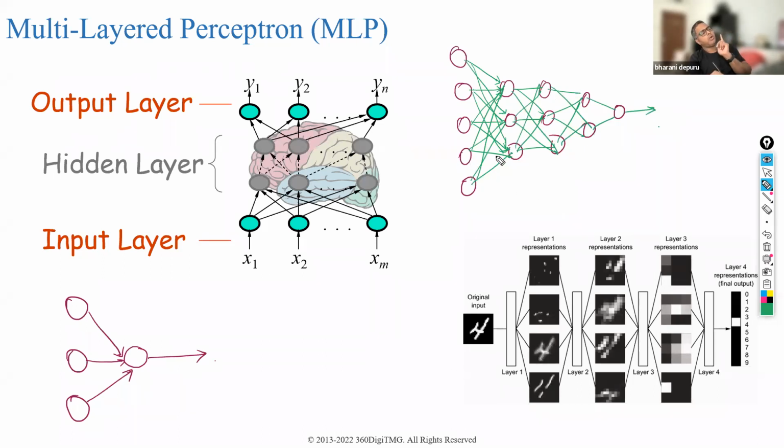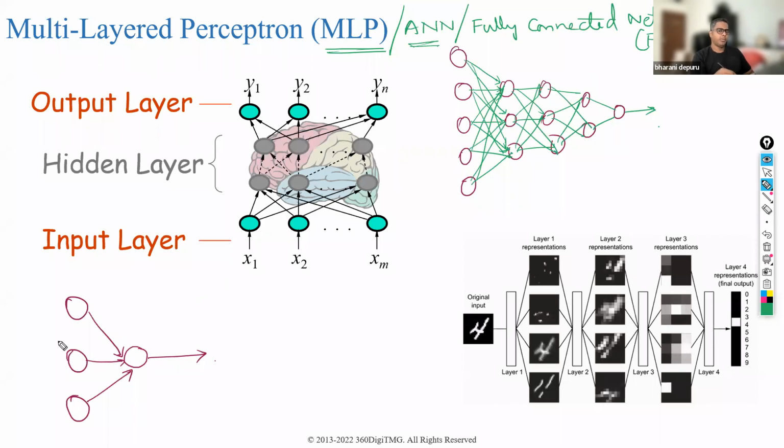So, if every neuron is connected to every other neuron as you move ahead, then it is called a multi-layered perceptron, or artificial neural network, or fully connected network, or dense network. Okay, it is also called dense. Multi-layered perceptron, artificial neural network, fully connected network, or dense network all mean the same.